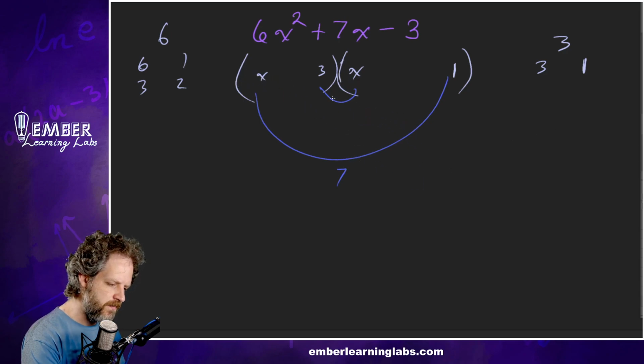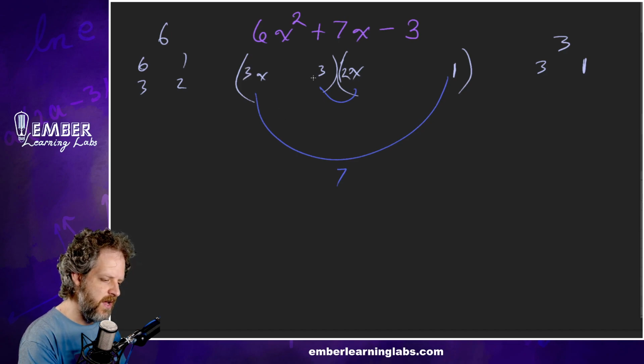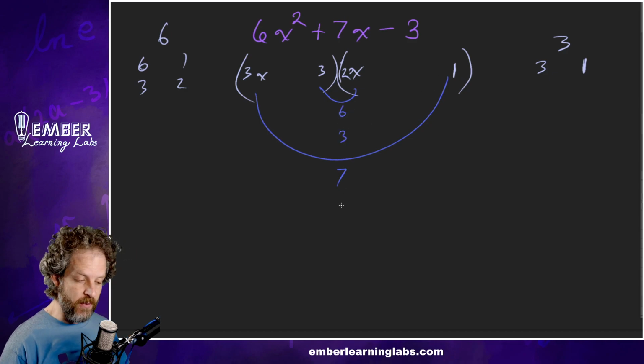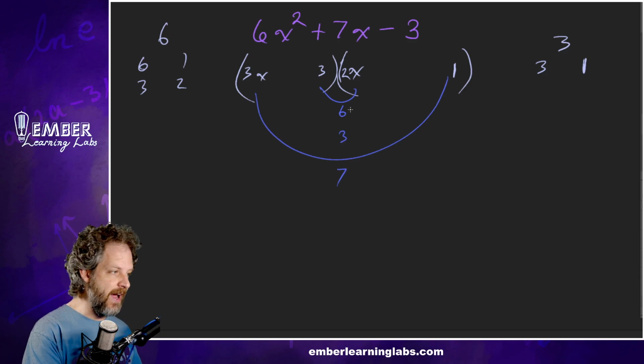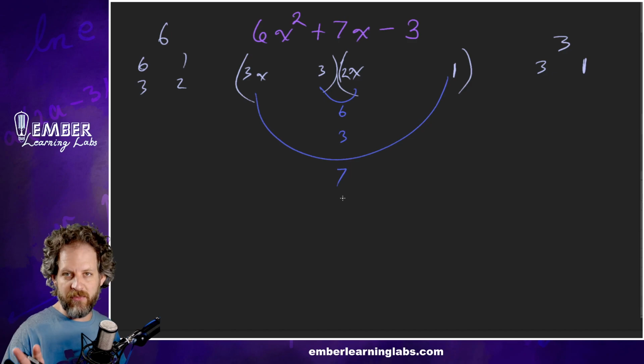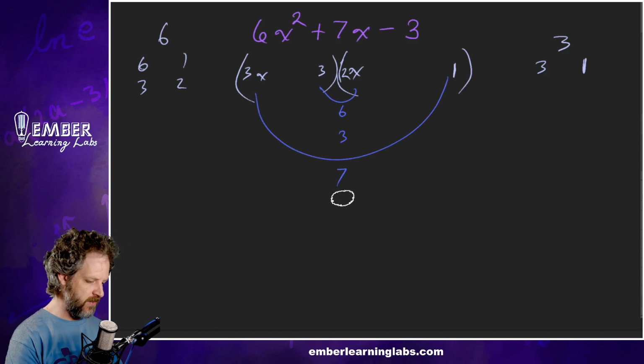All right, so instead of 6 and 1, let's try 3 and 2. 3 times 2 is 6. 3 times 1 is 3. Does that work? Well, no, we can't either add or subtract those numbers. So we've tried all the numbers. Oh, wait, remember we can change the order and see what happens, right?